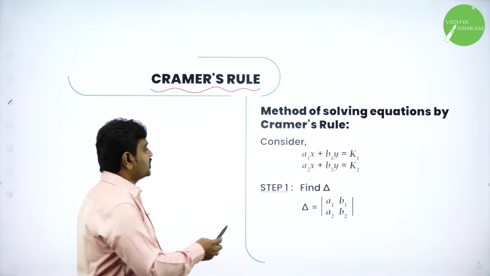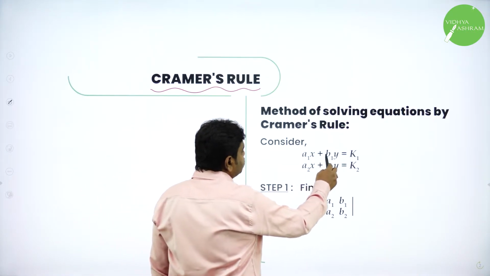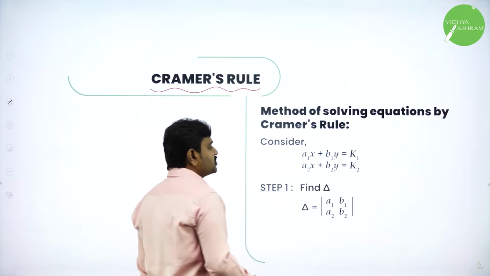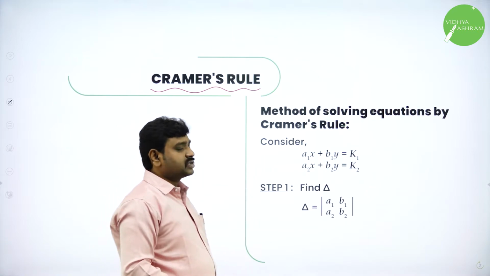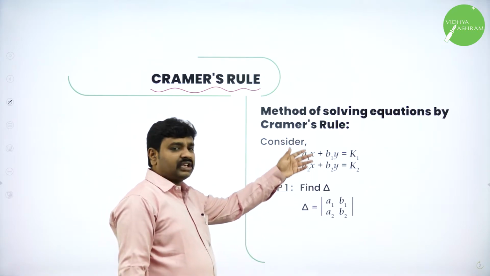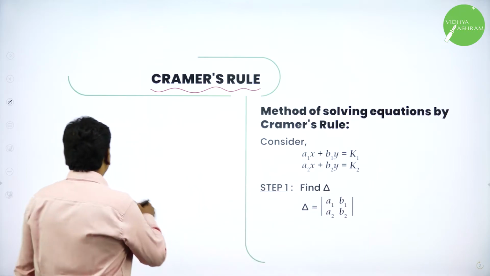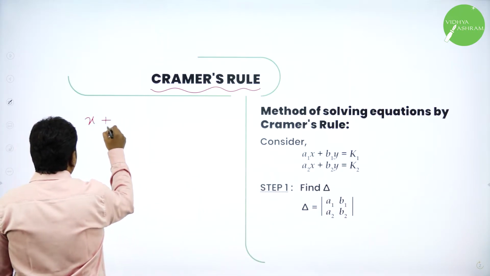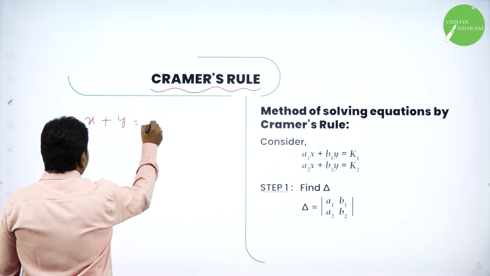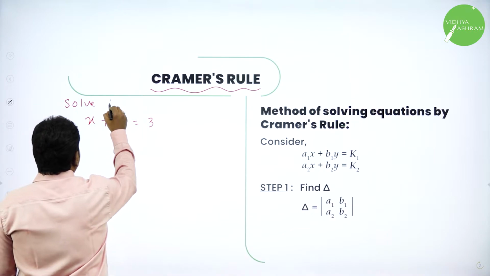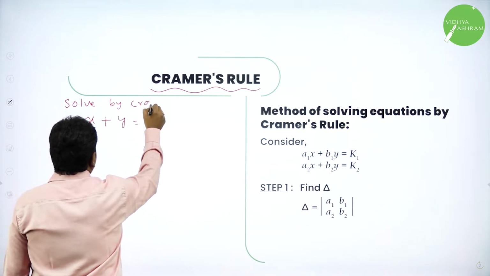So now let us consider a1x plus b1y equal to k1, a2x plus b2y equal to k2. Means I am taking two equations and solving these equations. Solving means what? Finding the values of x and y. Example, say we'll take one equation, solve by Cramer's rule.